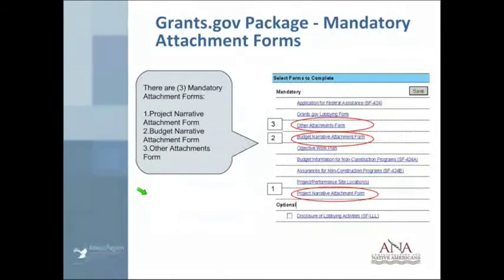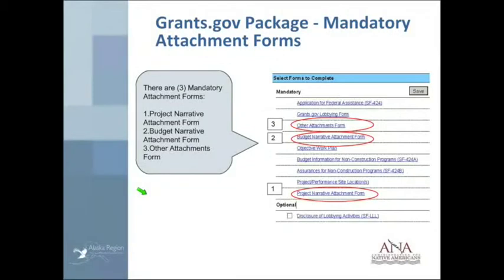So we're still looking at these mandatory forms. What I want to point out is that the 424, if you click on that, it'll literally be embedded right in that package. So you fill that out there. The same thing with the Grants.gov lobbying form, the budget information 424 form, and the project performance site location form. Those are embedded in that.